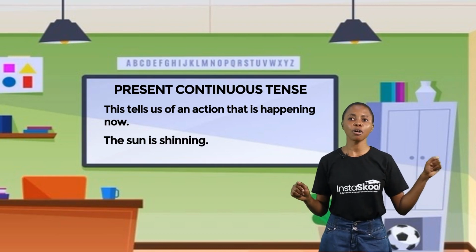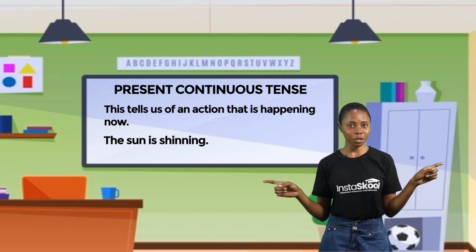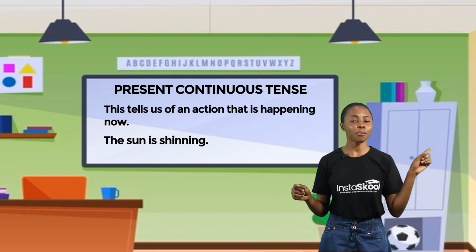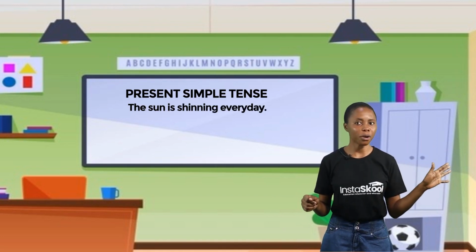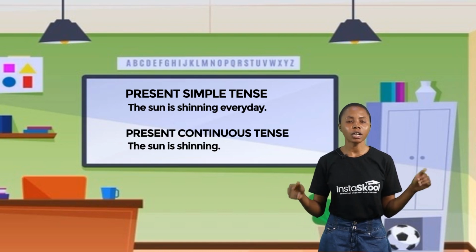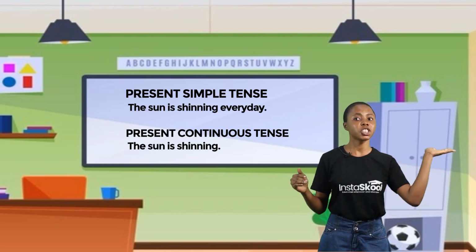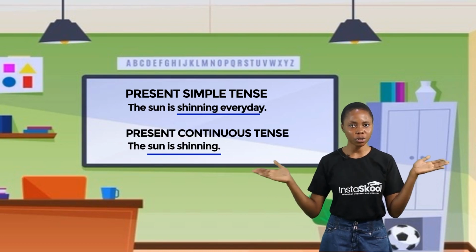Taking an example from present simple tense to compare with an example from present continuous tense would be, for present simple tense, the sun shines every day. Whereas for present continuous tense, the sun is shining. The words to highlight there are shines every day and is shining. They are two different forms.